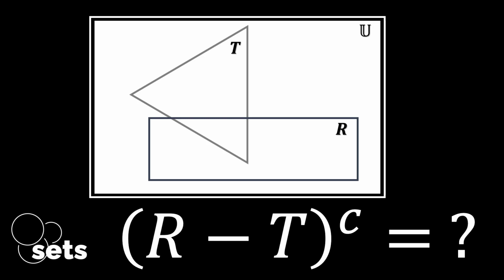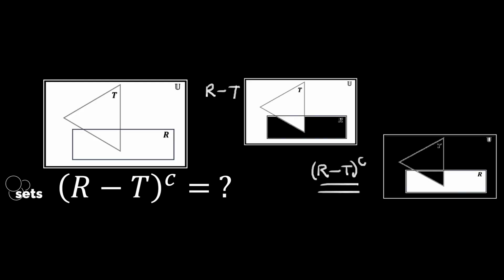Let us use this Venn diagram and construct the result that will correspond to the complement of R minus T. Later, provided here is a process that will allow us to move from this given and end with this result. This is all about sets.